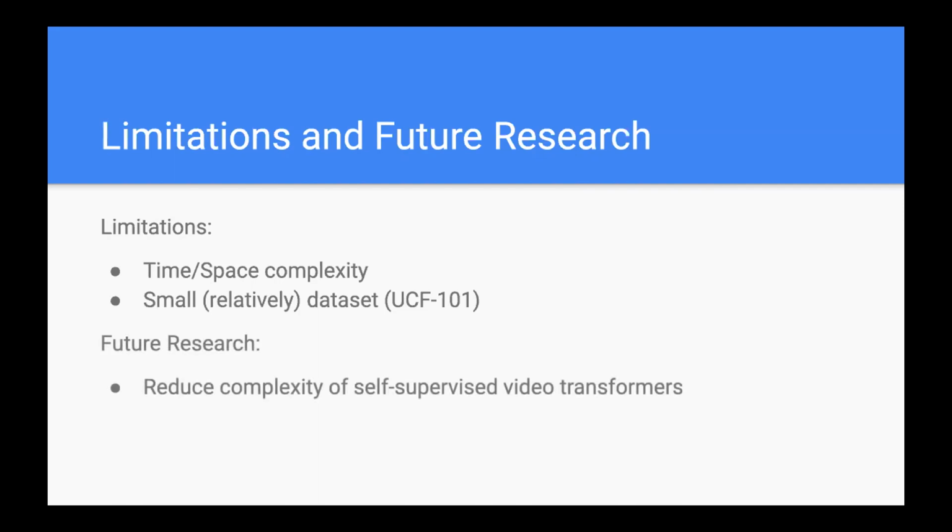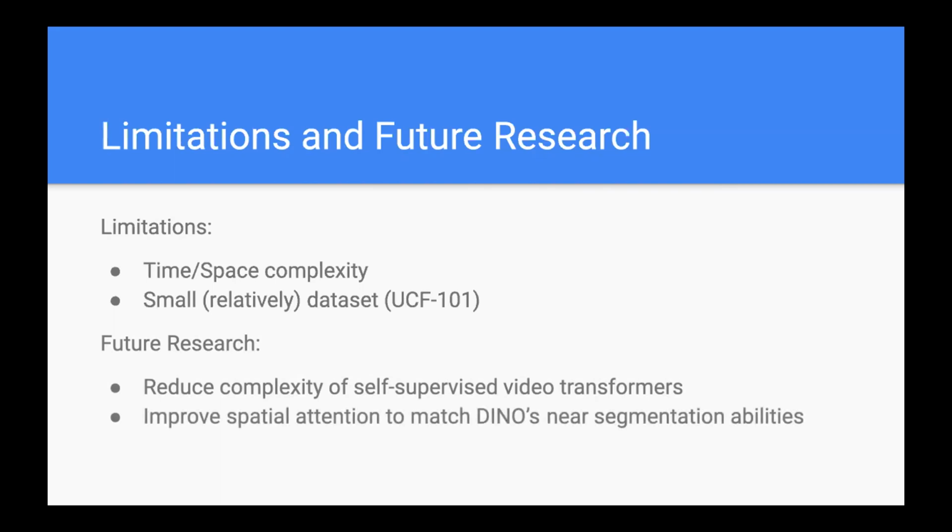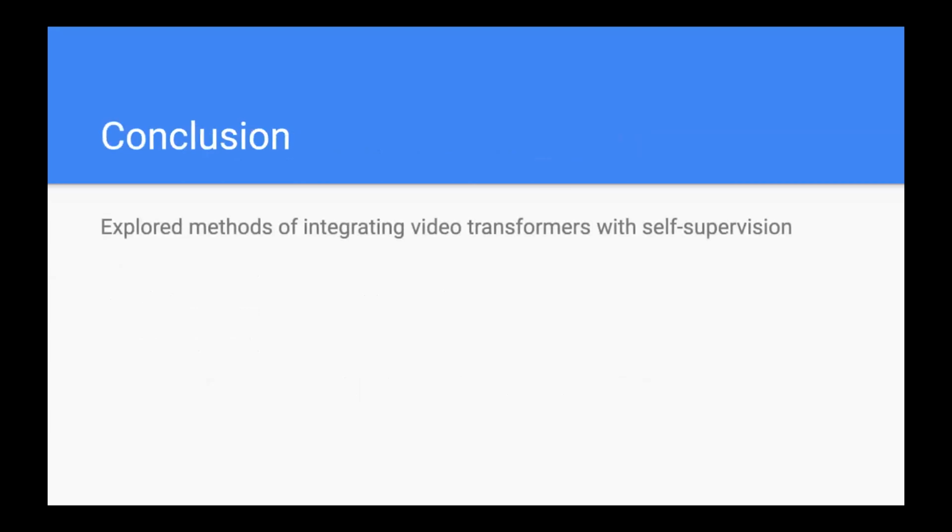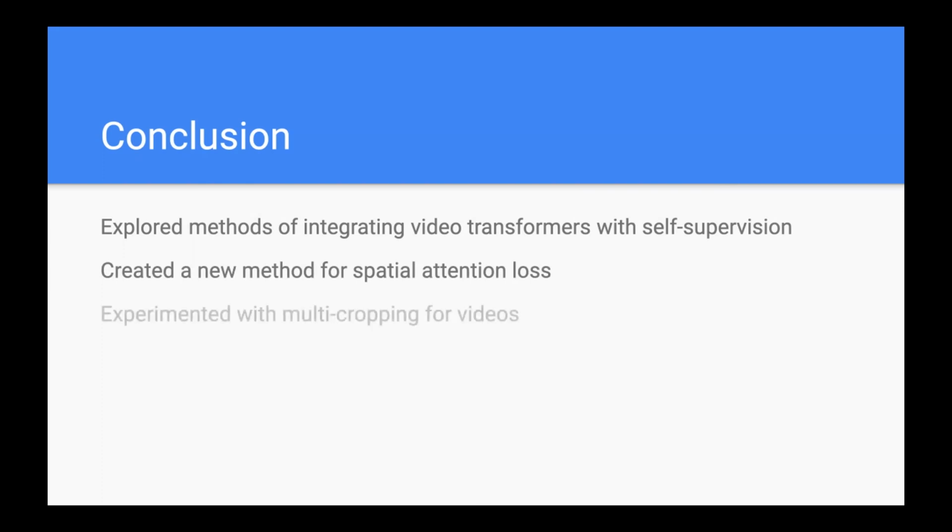For future research, one could look to optimize the performance of this model with respect to its complexity, and also improve the spatial attention loss to match Dino's segmentation abilities. So in conclusion, we explored a new method for video self-supervision, making use of the transformer and extending it to the video domain. We created a new method for spatial attention loss, and lastly, we experimented with multi-crop for videos. And that's the end of our presentation.